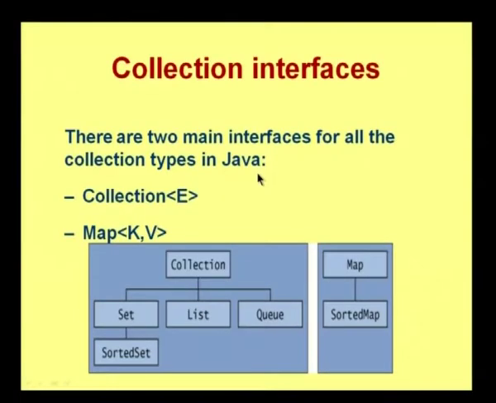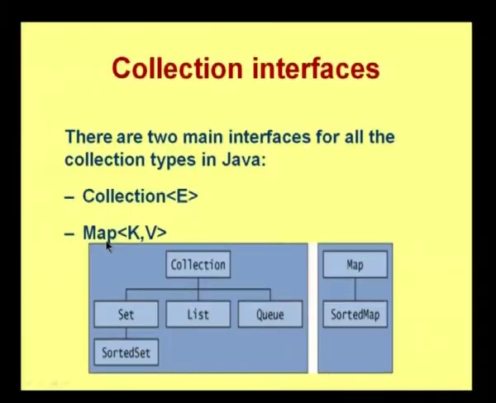So, first I will introduce you to a few interfaces. There are two main interfaces for all the collection types in Java. One is collection, another one is map. You can see here E, the data type that your collection is going to handle, or object. Here we never specify primitive data types; only objects can be handled. So, this E can be any object.